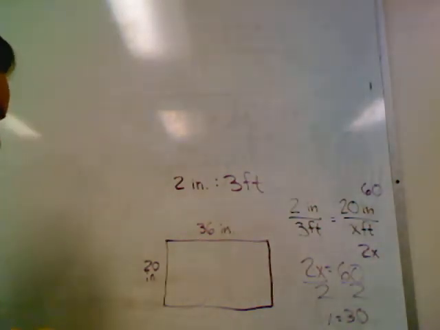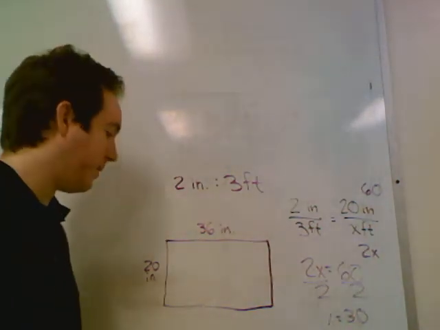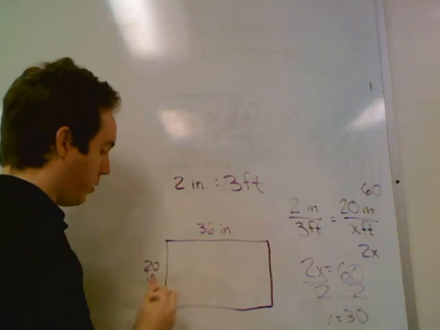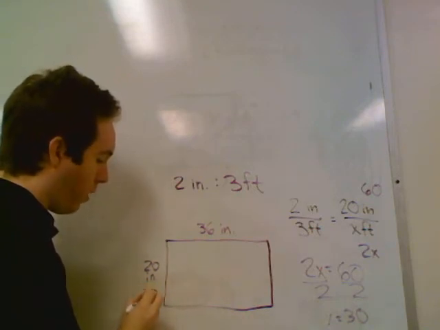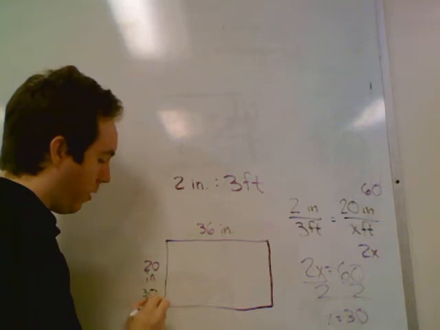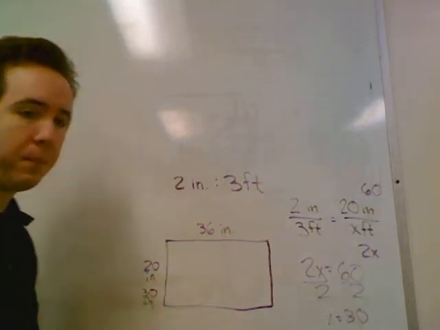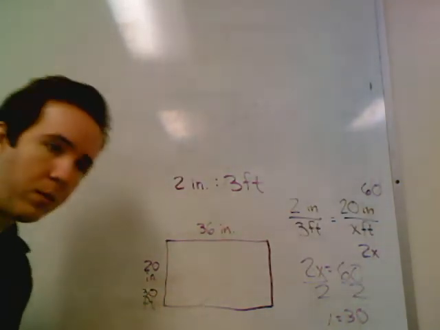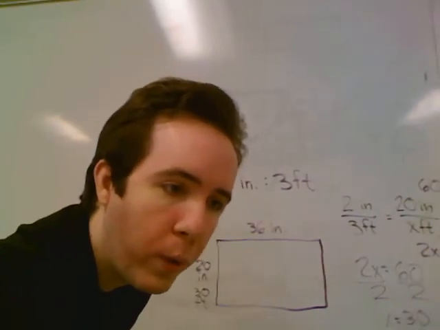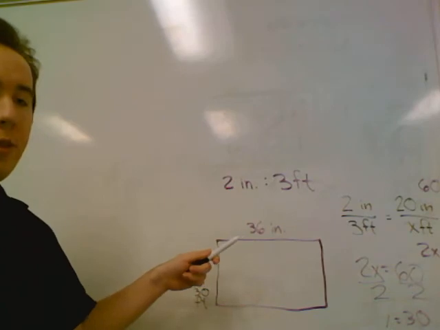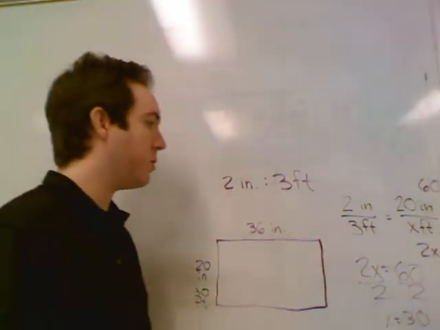So my painting here on the paper is 20 inches, but in real size on the wall, it's going to be 30 feet. Okay? Now, with that said, we can then work out the 36 inches, and we can use the same method.